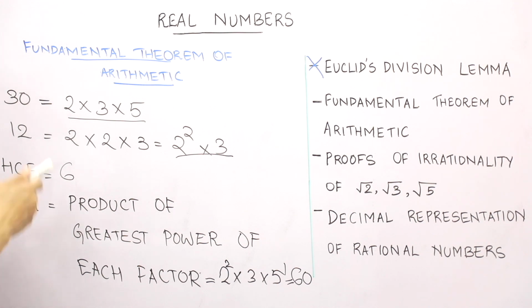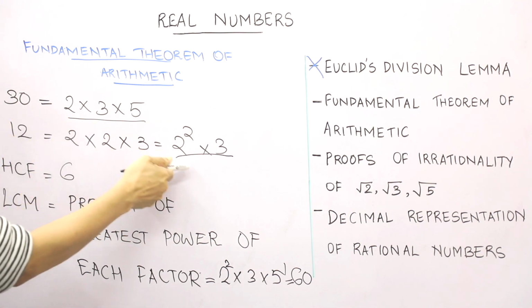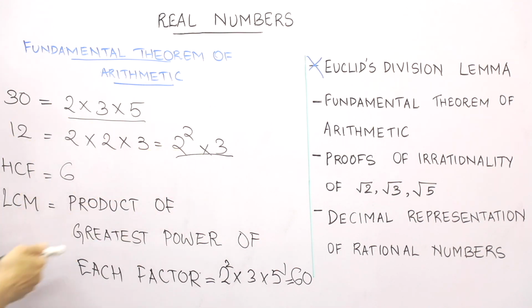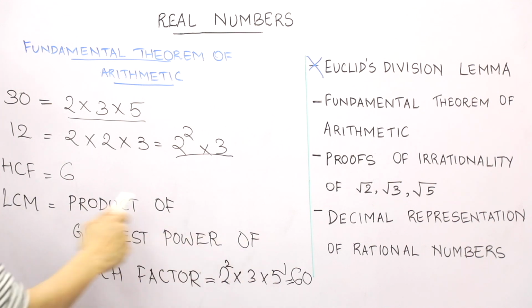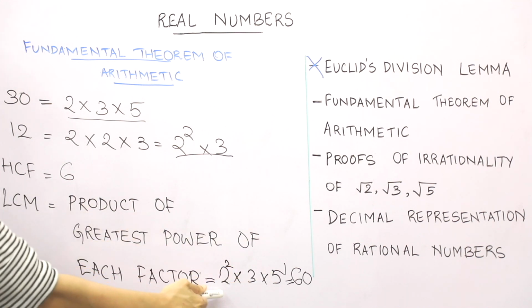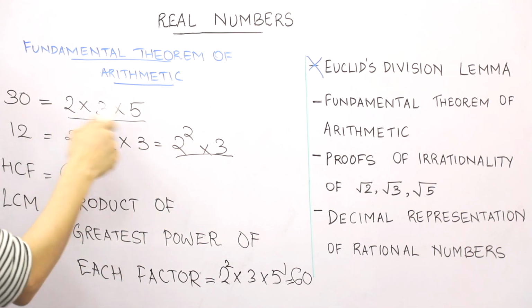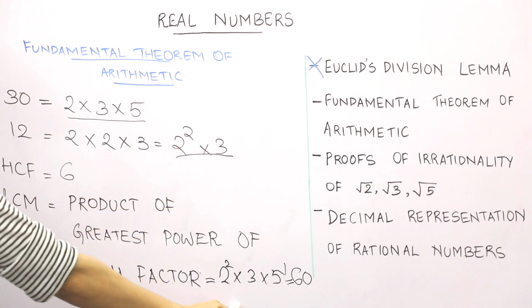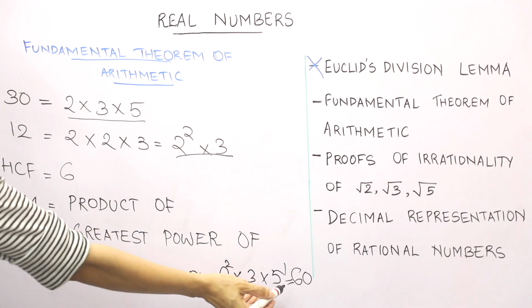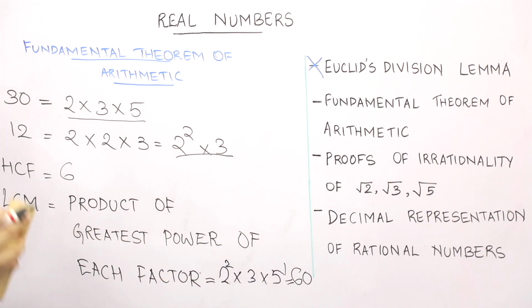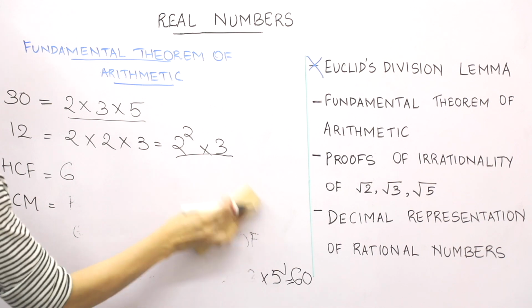So what did we do? We expressed the numbers as product of primes. We chose all the factors, we chose the product of all the factors, and we chose the greatest of the power. Comparatively, greater power is chosen for the product. So we've arrived at the LCM, which is 60.